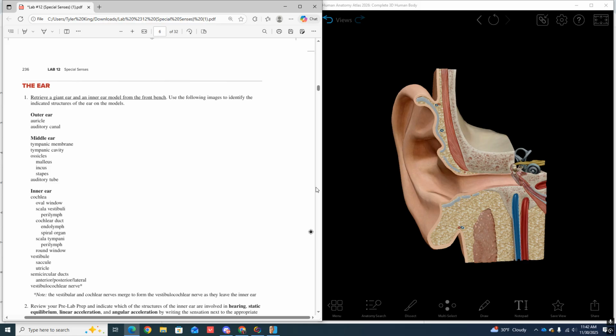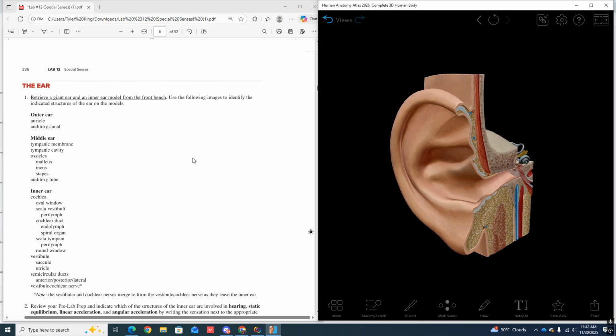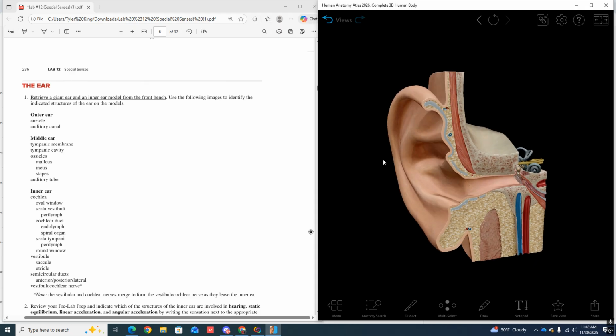So, outer ear. We have an ear model here, outer ear, 2 things we want you to know. The outer ear is basically everything that we are able to see for the most part, everything that we can see with the naked eye, without having to use an otoscope to look inside the ear. So the outer ear is the thing we can see.